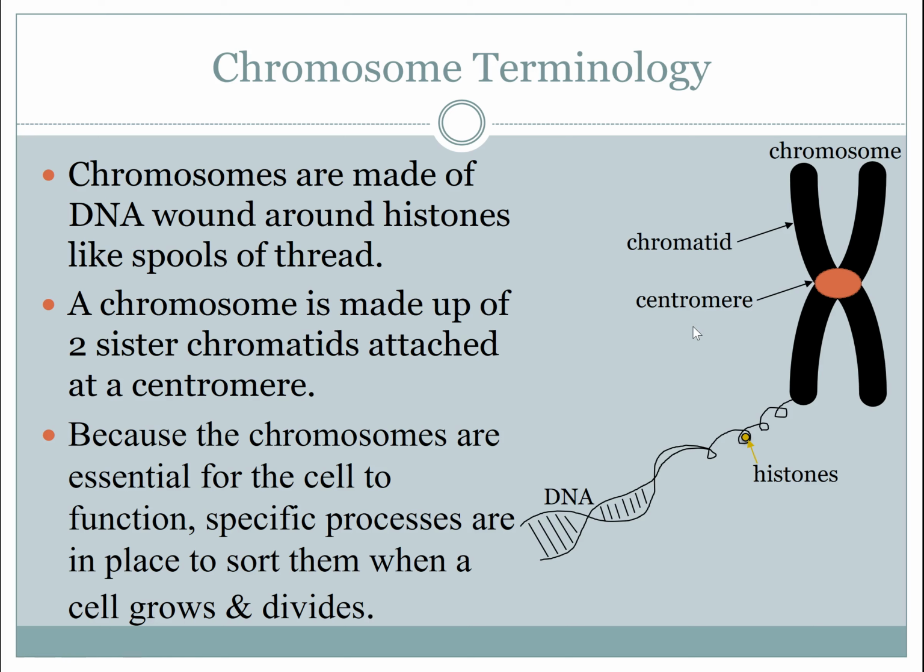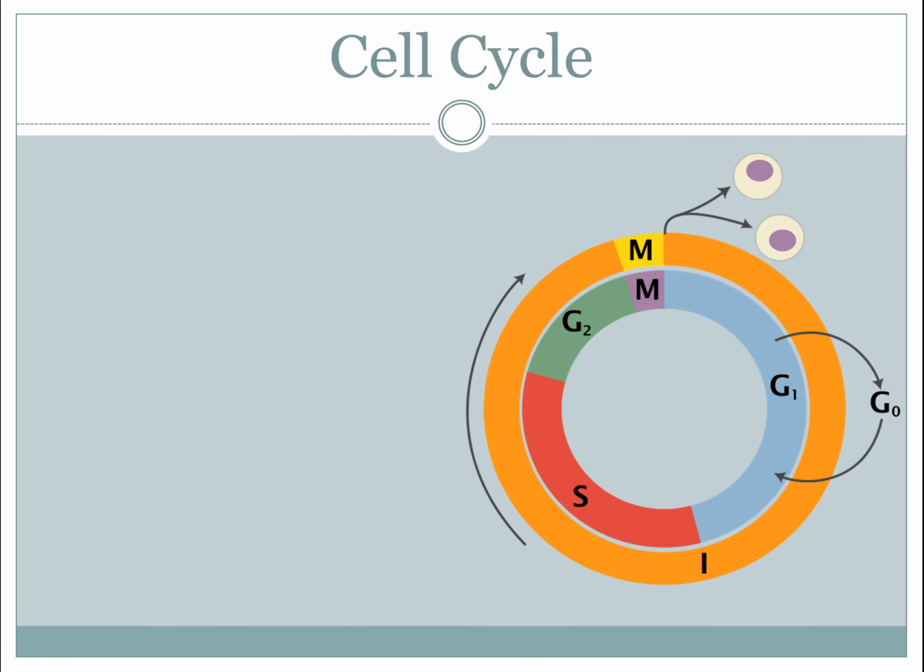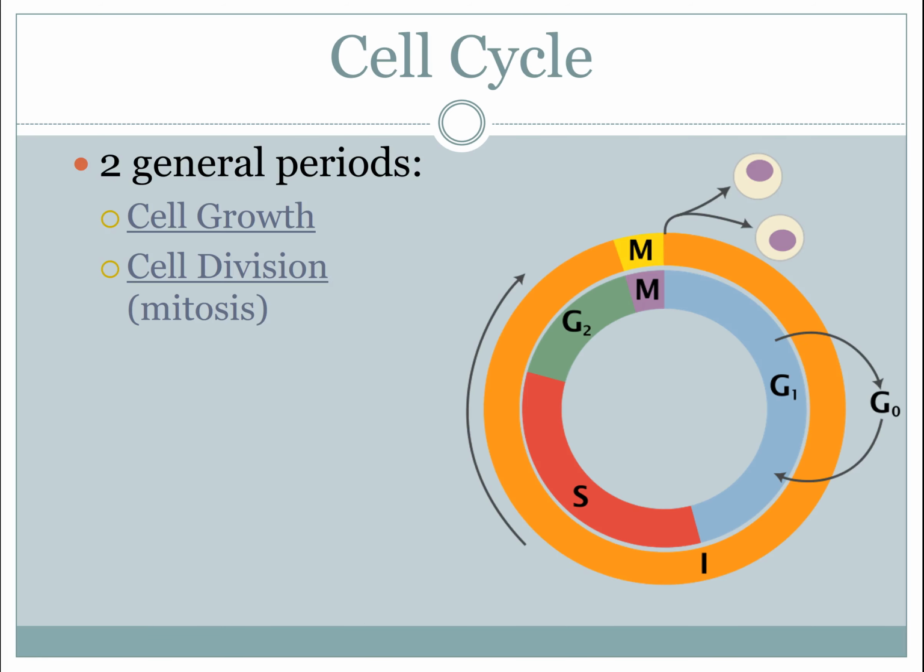Because the chromosomes are essential for the cell to function, specific processes are in place to sort them when a cell grows and divides. That's why I'm saying that this whole unit is going to be about chromosomes and how they divide, because without those special processes for dividing the chromosomes, a cell would not be able to complete all the functions that it needs to. So there are very specific processes in place. And when that cell divides, that's called the cell cycle.